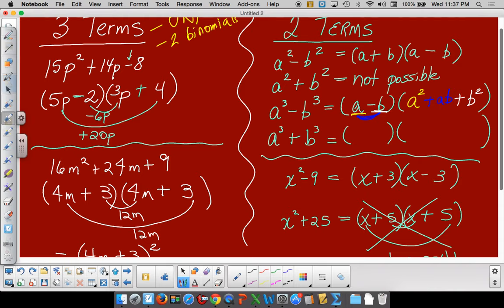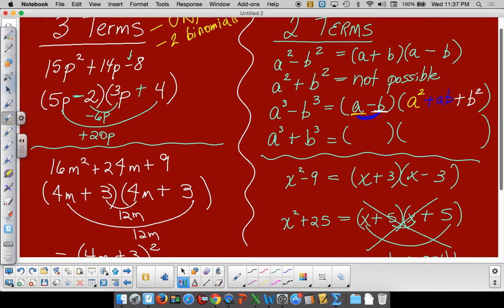Now, if you actually choose to distribute and FOIL it back together, you're going to get a cubed minus b cubed. It works. I know it's funky and strange. Now, some of you may be saying, but can't I factor that trinomial farther? And the answer is no. Even if you try to take that trinomial farther, you can't get it to work. It will never break down more than this. So you don't have to try on this particular rule.